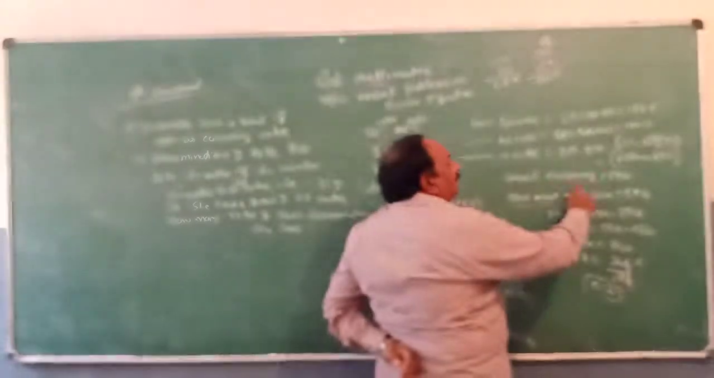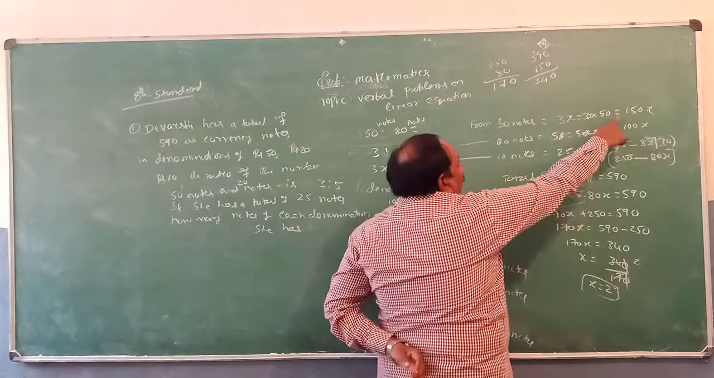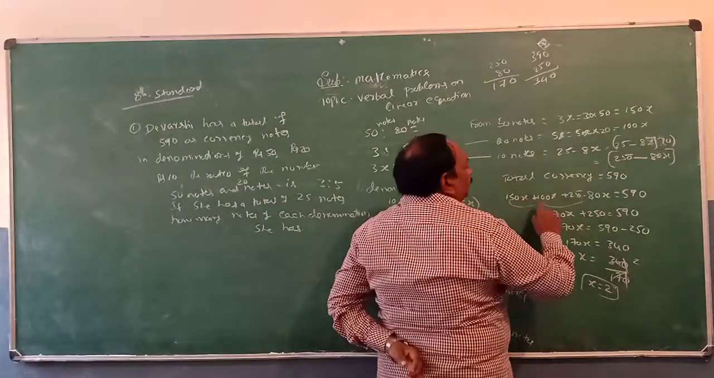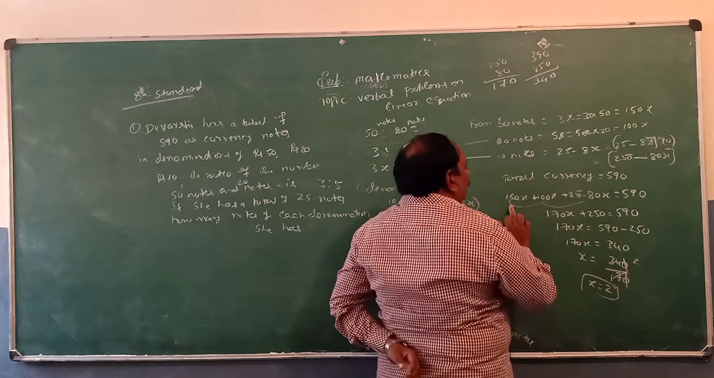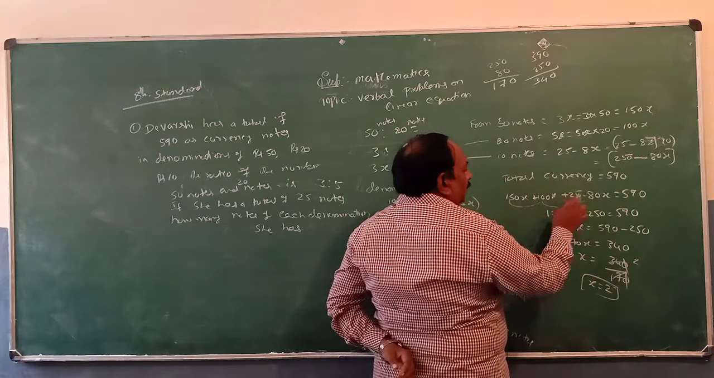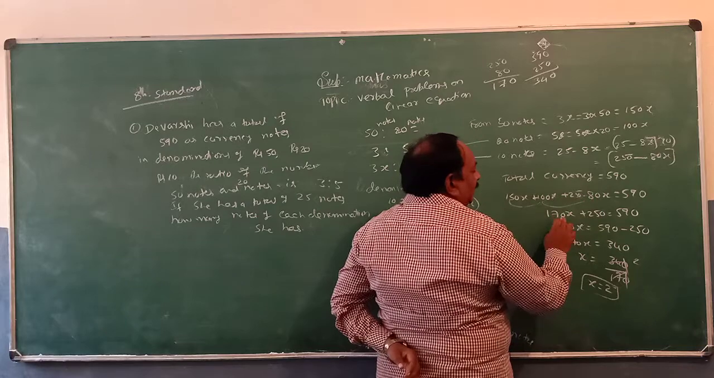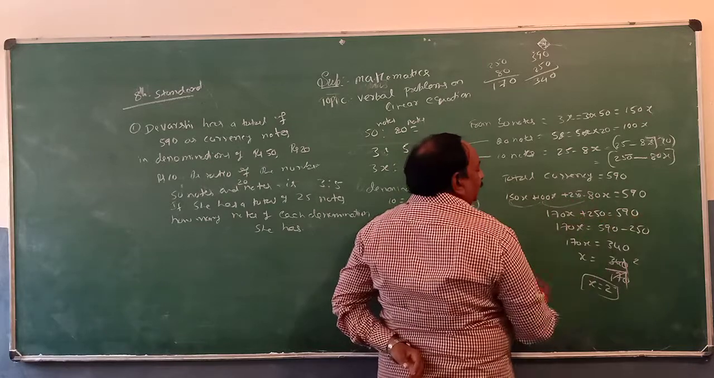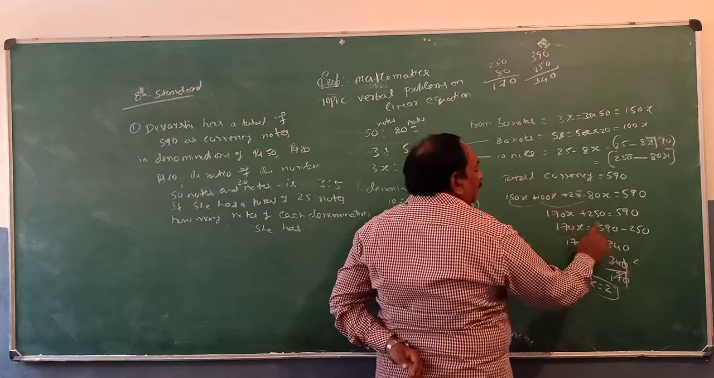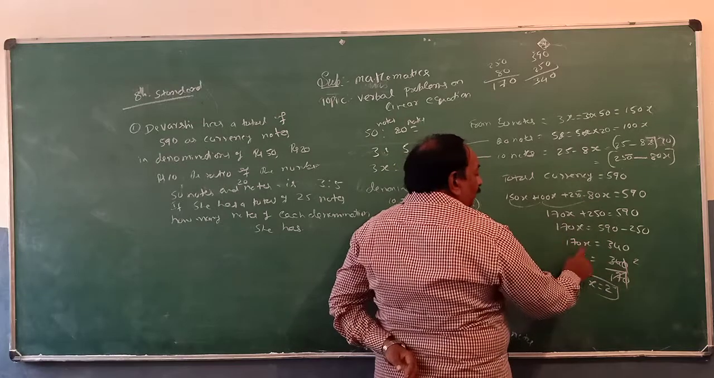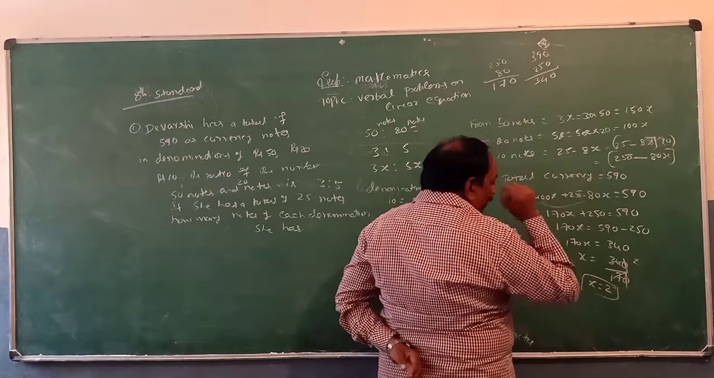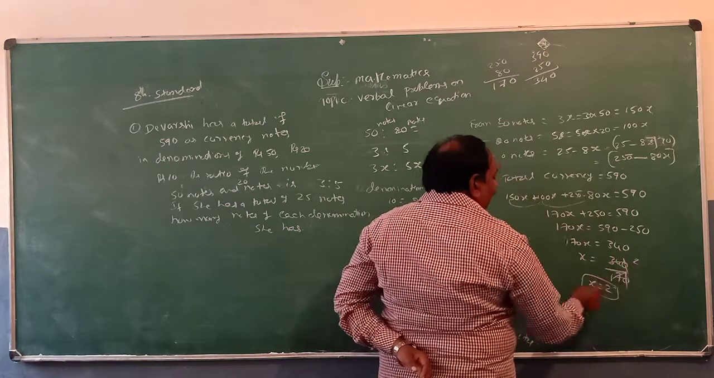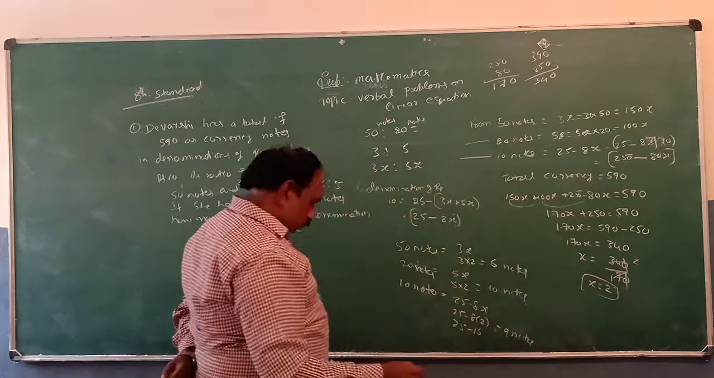There is a total currency of 590, that is 150x plus 100x plus 250 minus 80x. 150, 100, 250. 170x plus 250 is equal to 590. 170x is equal to 590 minus 250. 170x is equal to 340. x is equal to 340 by 170. 0, 0 cancel. 17 ones are 17, 17 twos are 34. x is equal to 2.